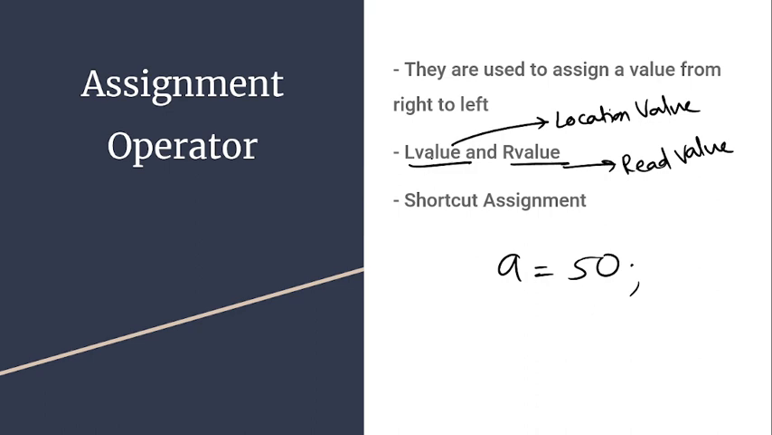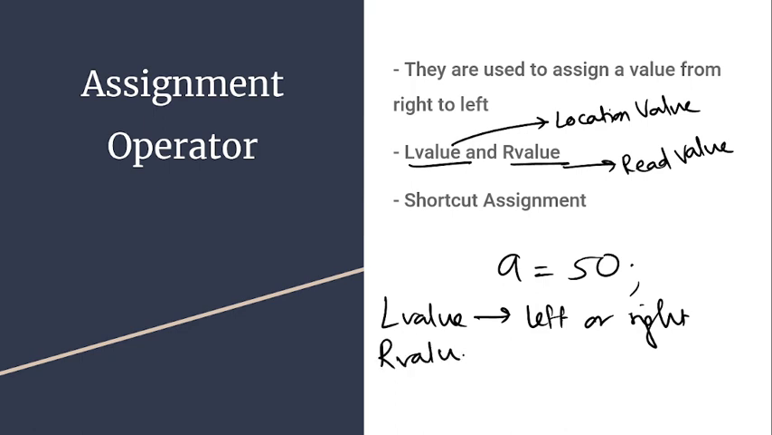So your L value can be either on the left or right, but your R value has to be on the right. It is only possible to keep it on the right. Because I can do a = 50. Can I do b = a? Yes. So you can see my L value, which is a variable, can also be on the right side. But I can't say 50 = a. I can't keep my R value on the left. On the left side, we have to have an L value. On the right side, we can have either an L value or an R value.